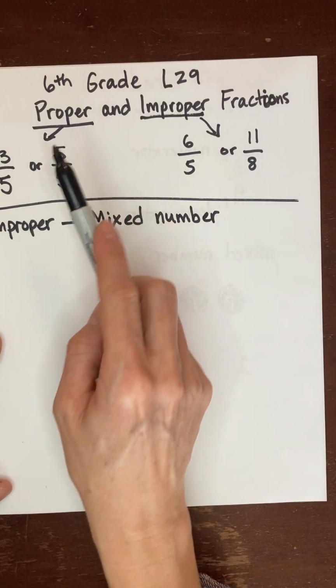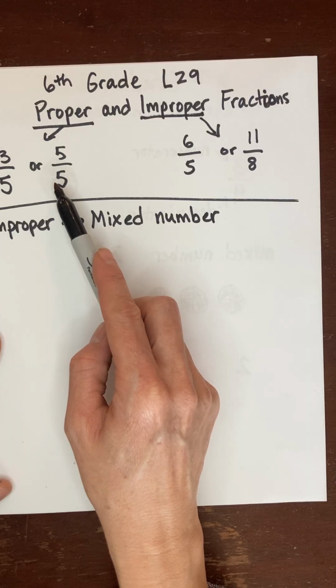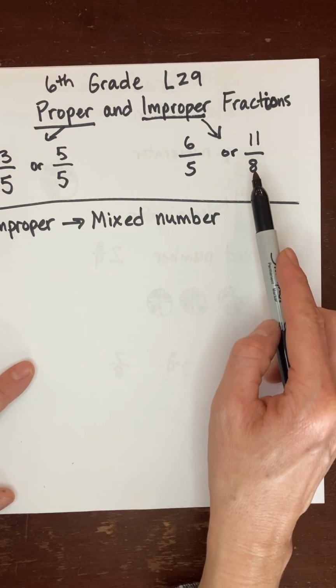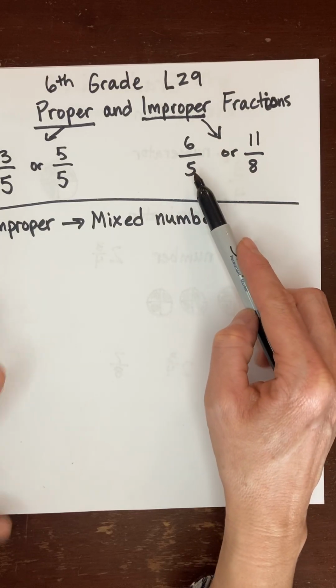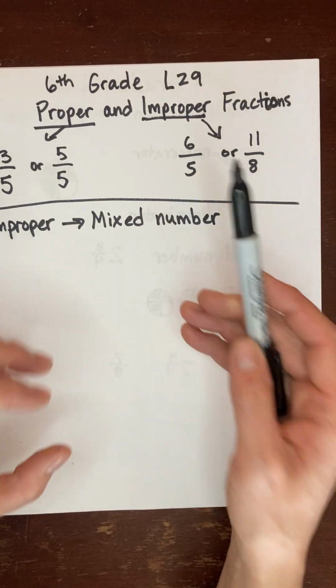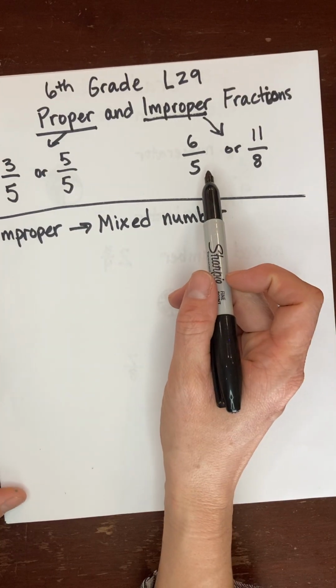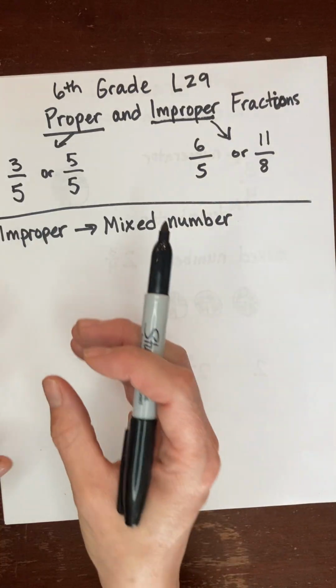If we look at a proper fraction, because the top is always less than or equal to the bottom, this means it's less than 1. So we're going to have fewer parts than are in the whole. However, when we have an improper fraction, because the number of parts is greater than the bottom, it means we have more than one whole. So we have one whole and some extra parts. So sometimes we need to be able to write that as a mixed number. Now remember, a mixed number is a whole number with a fraction.